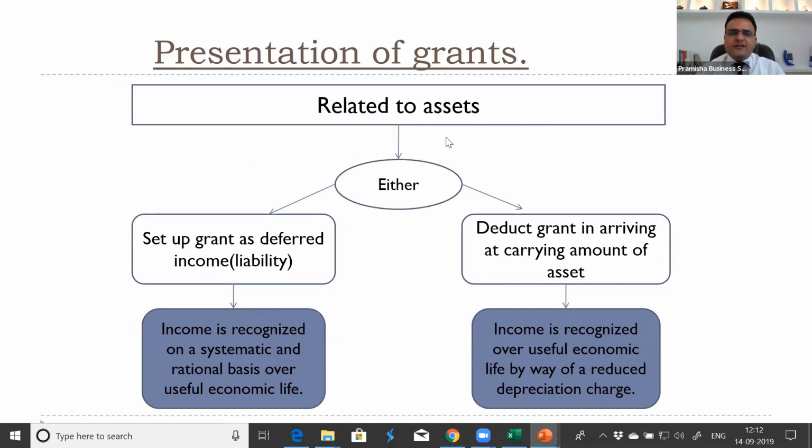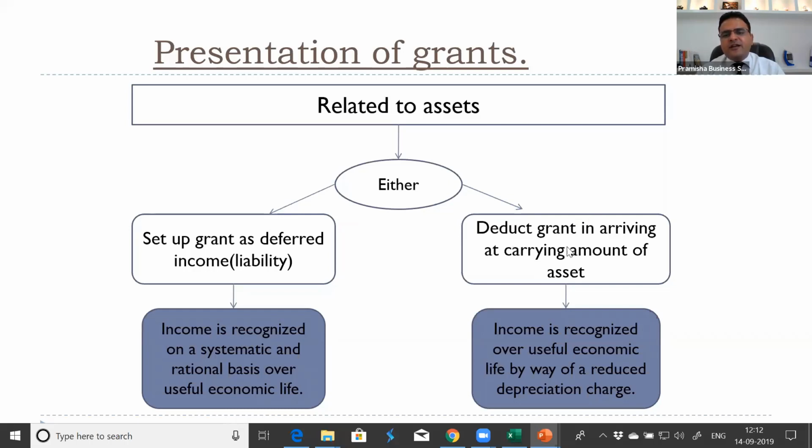So two choices for grants related to assets. Either set up a deferred income, as I said, on the liability side. Income is recognized on a systematic and rational basis over the economic life. The systematic and rational basis for 5 years was the useful life. So we spread this 40,000 over a period of 5 years in the form of 8,000 per year.